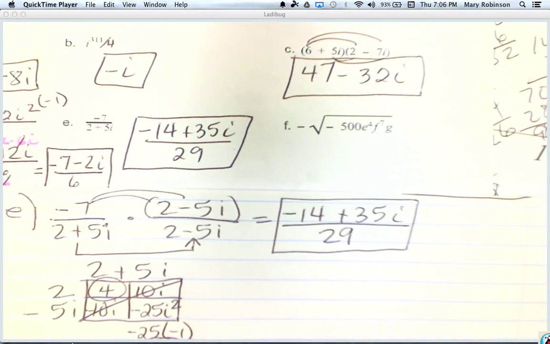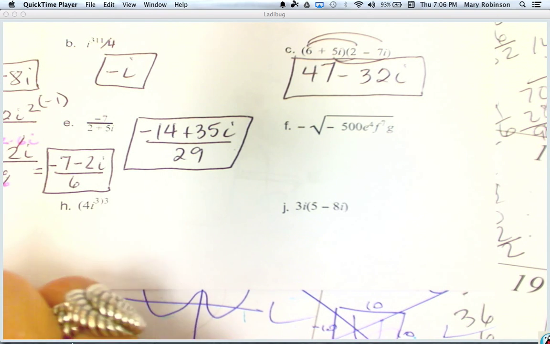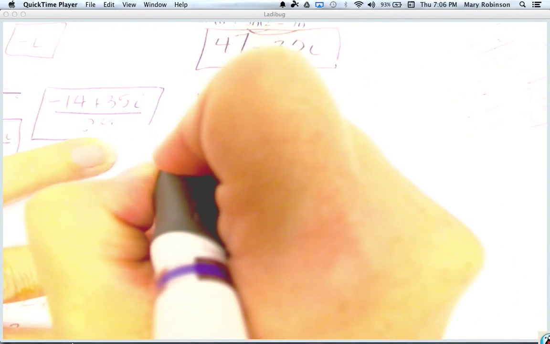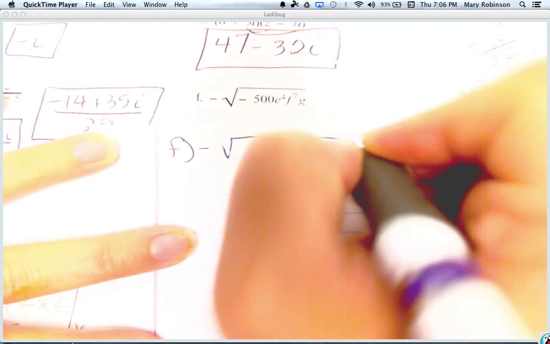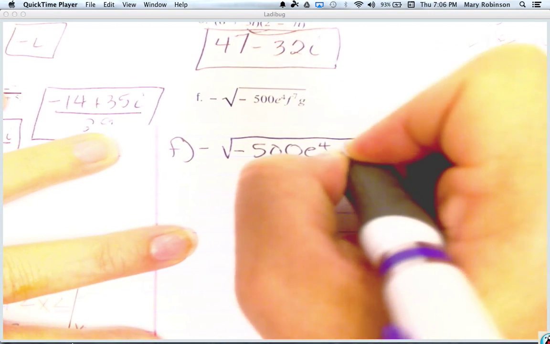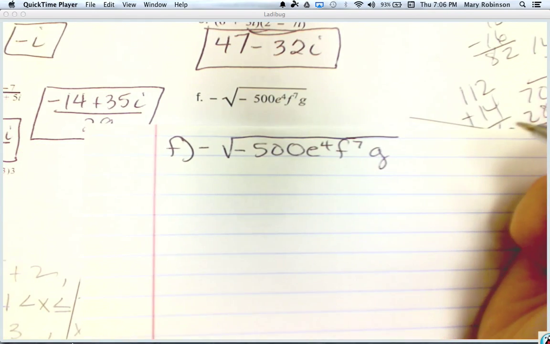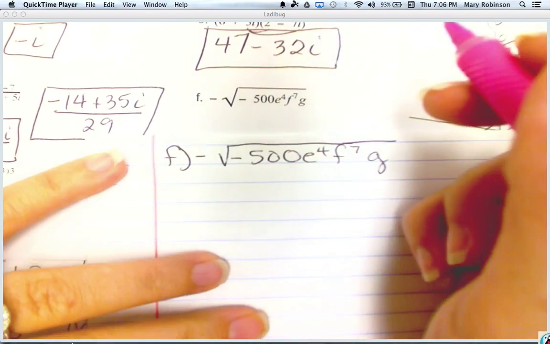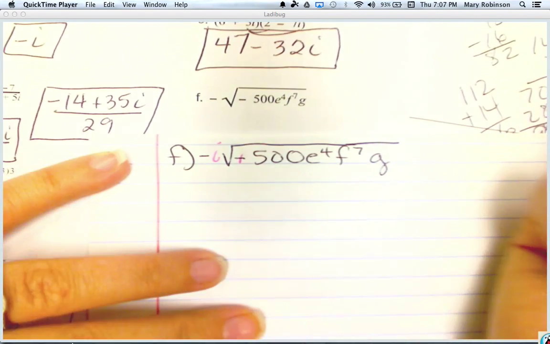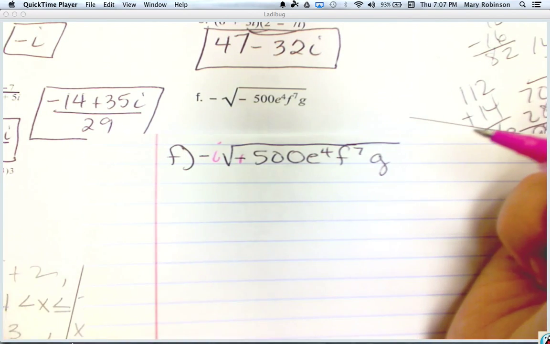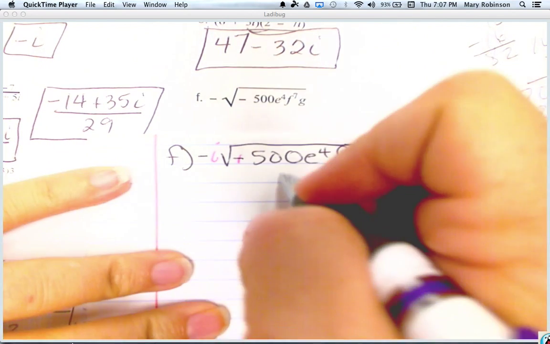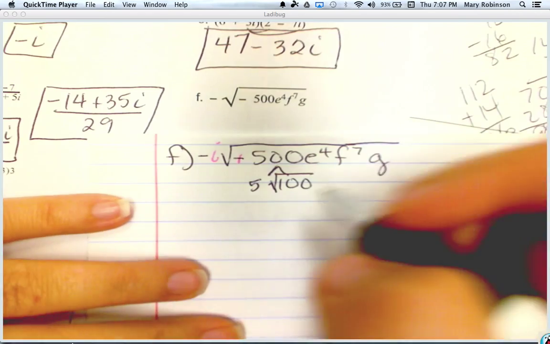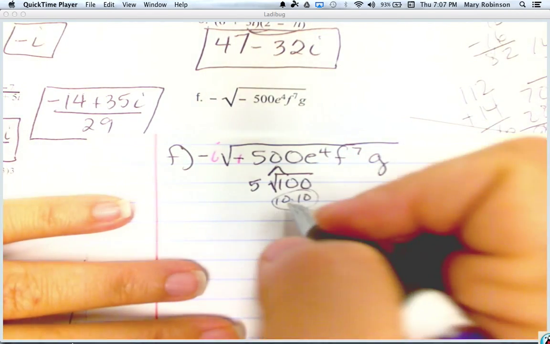All right. For F, we have negative square root of negative 500 e to the 4th f to the 7th g. Please remember that you're supposed to have I in your answers here. So don't forget, we put an I out front, but don't forget it later when we simplify this to make sure I is included in your answer. 500 breaks down to 5 times 100. We can stop when we get to 100 because we're going to have 10 times 10, which pairs up, and that's going to come on the outside.